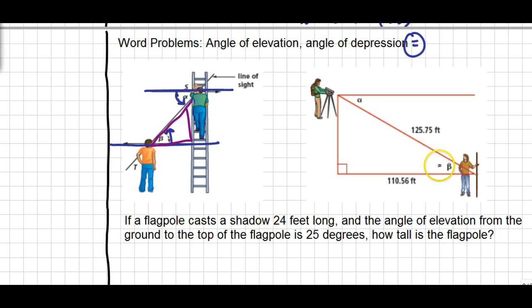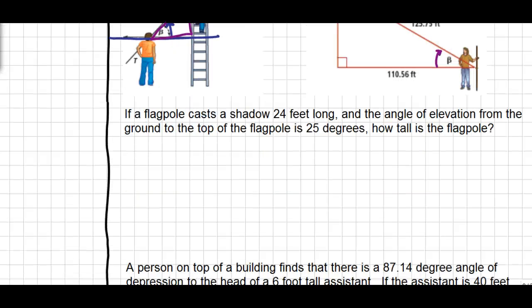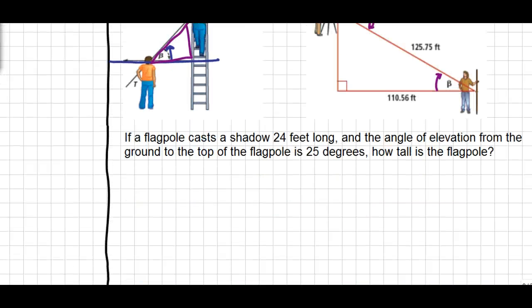So the same thing is true here. Here we have an angle of elevation. Here we have an angle of depression. In either case, the two angle measures will be the same. So let's put that into practice now with a word problem. You will have word problems on your next quiz.